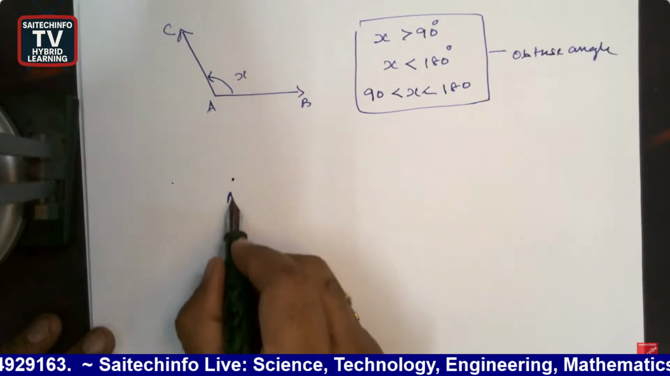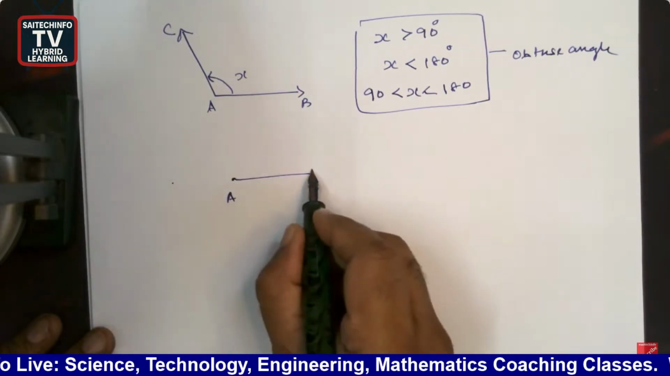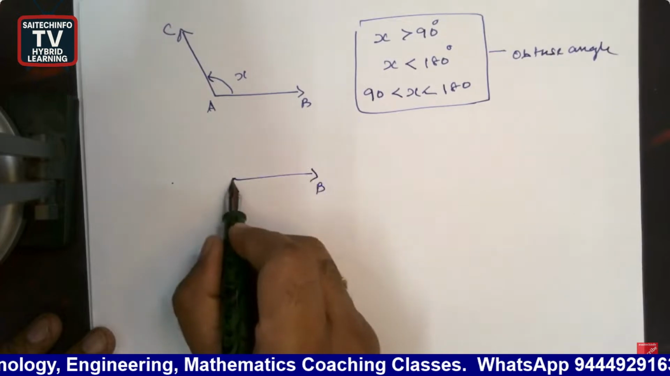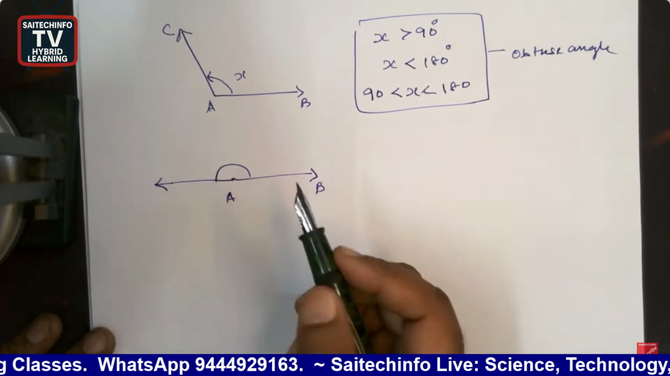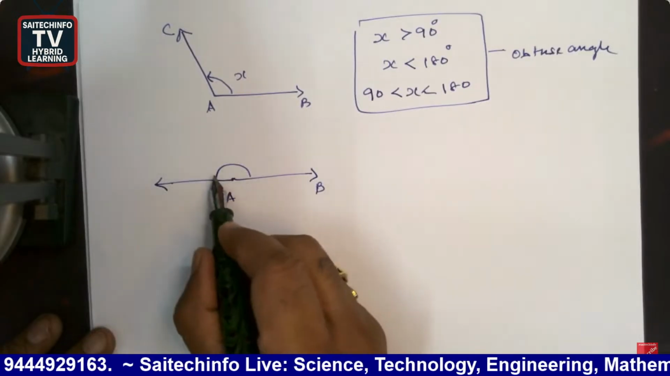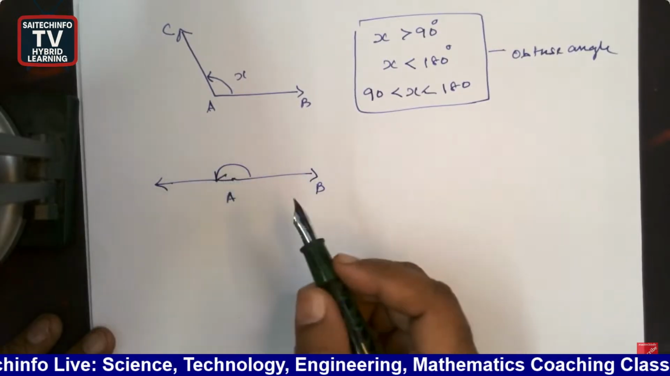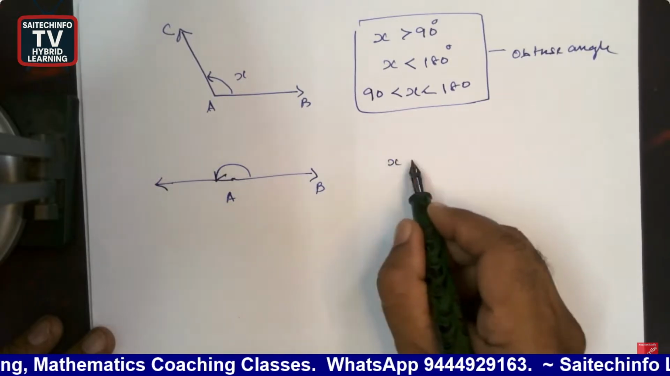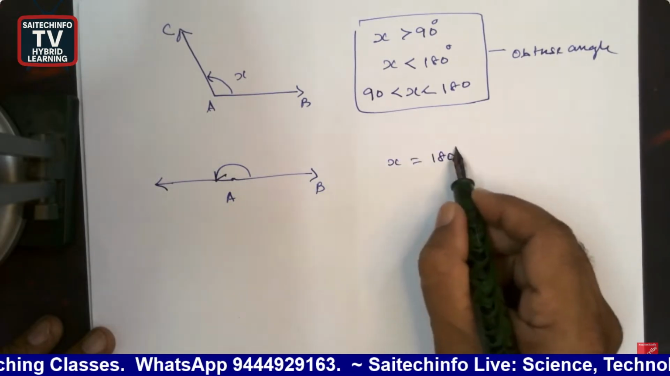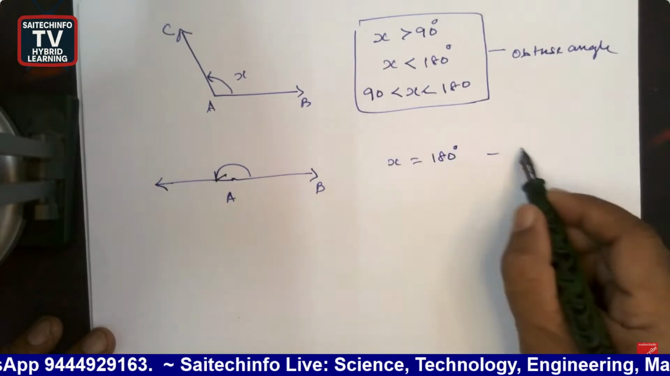Now A is here, B is here, and AC is just opposite to that. It makes 90 degrees plus 90 degrees, that is 180 degrees. It is called a straight angle. So when X is equal to 180 degrees, it is called a straight angle.